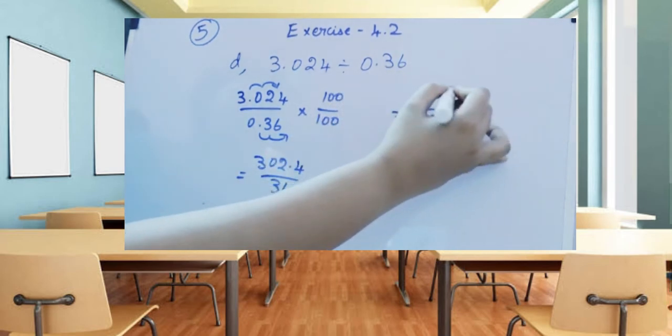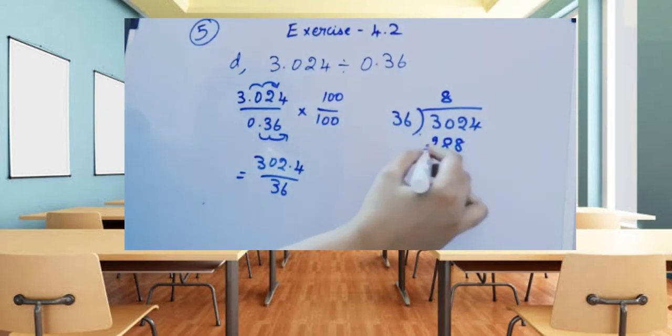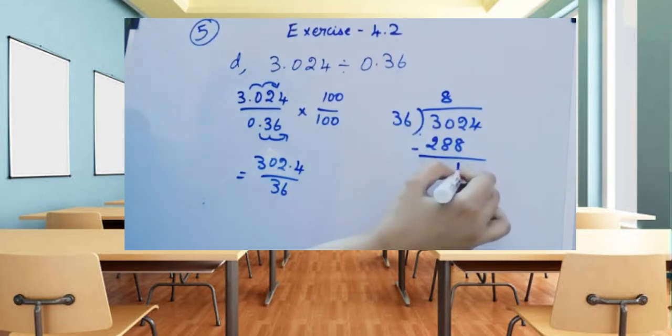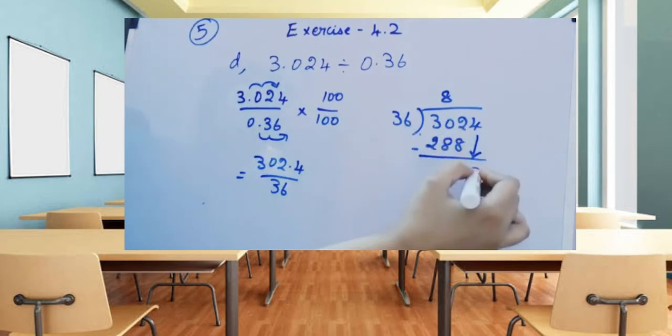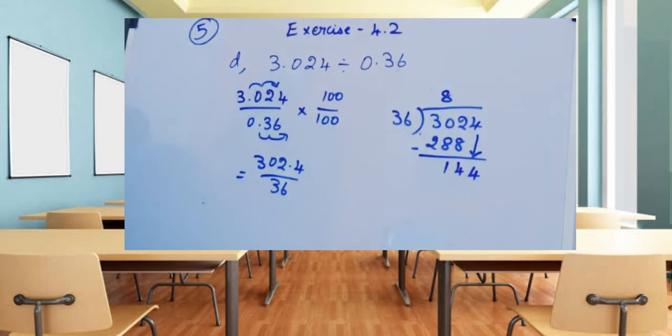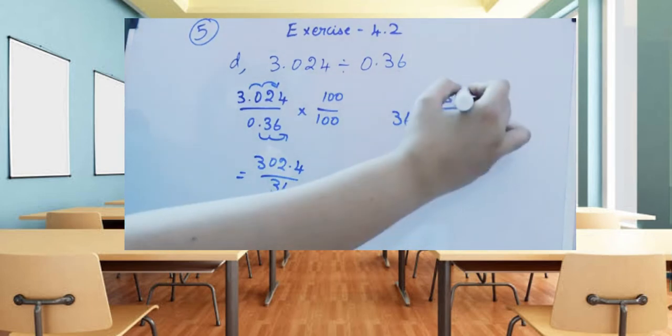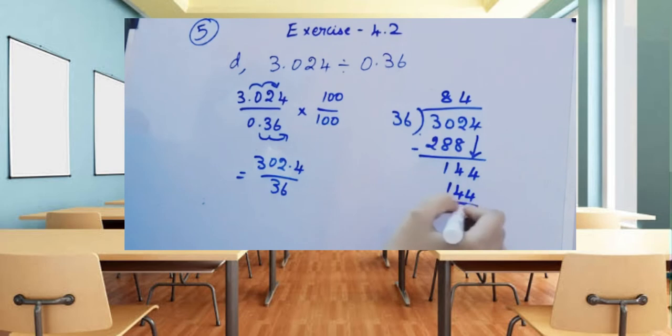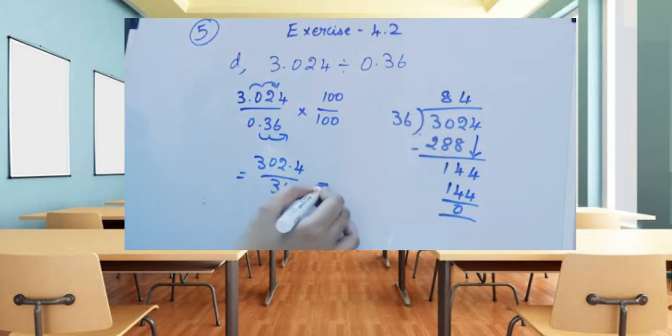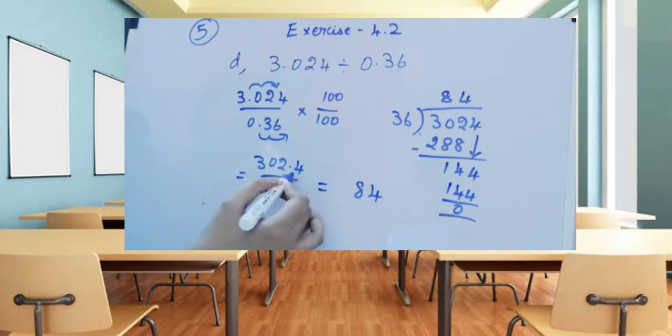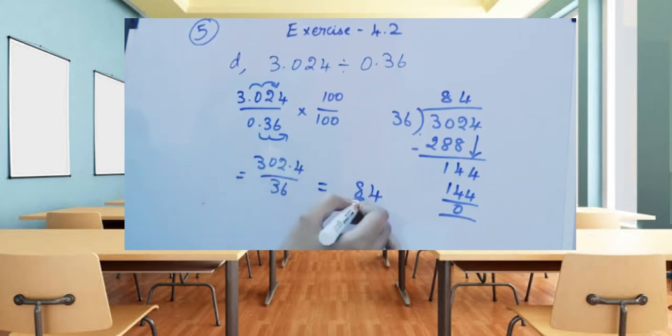First we consider the first three numbers. 36 into 8s are 288. When we subtract, the remainder is 14. We bring down the last digit also, 144. Now 36 into 4s are 144. So the answer is 84. Here we have one digit after the decimal, so we keep the decimal at the end. The answer is 8.4. Now we are going to see the last sum, the fifth one.